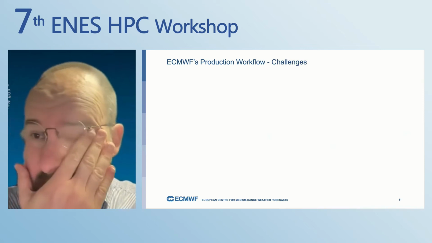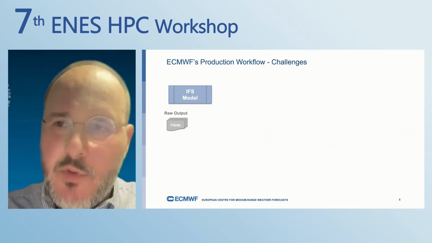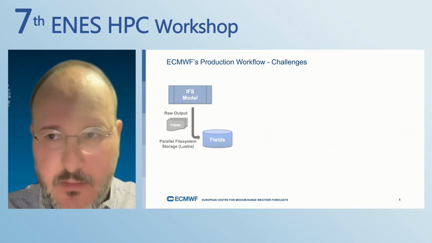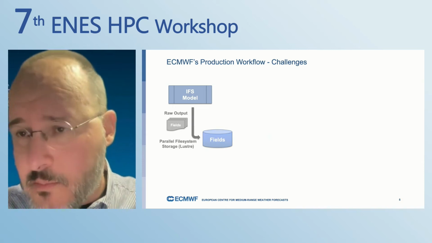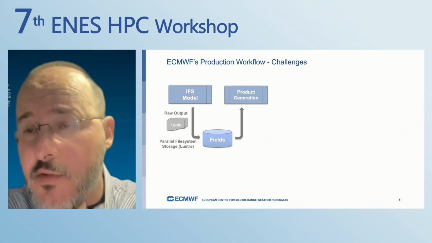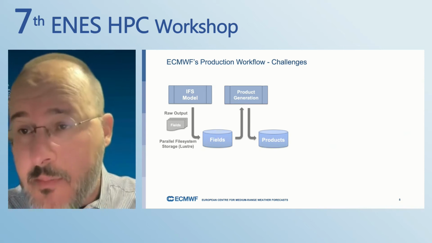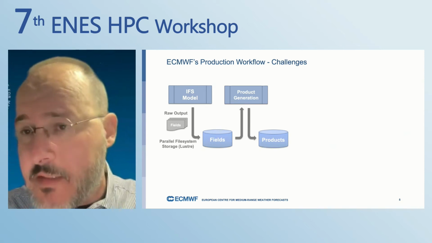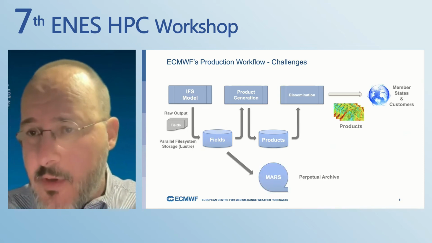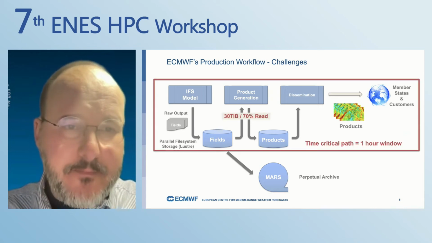But this is a big challenge, because if you zoom in on how this works, today when the IFS model runs and we produce all this amount of data, it goes to the parallel file system. And I think this is what we expect of our HPCs to do, right? And then from there, our product generation reads those fields and that raw data and produces more products, which, surprise, surprise, end up in an HPC parallel file system. And then from there, we do dissemination and we send them all over the world. On the side, we also have to read all that and put it to the perpetual archive, our MARS system.